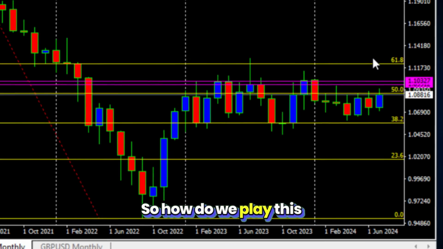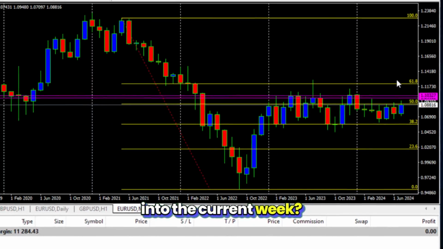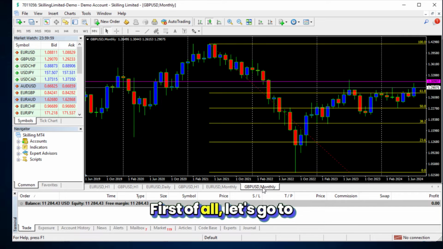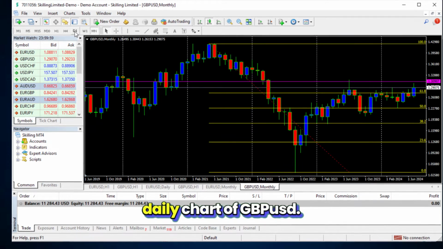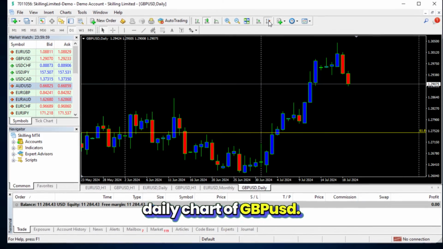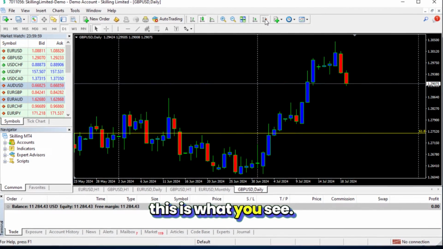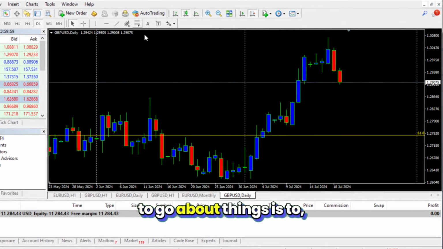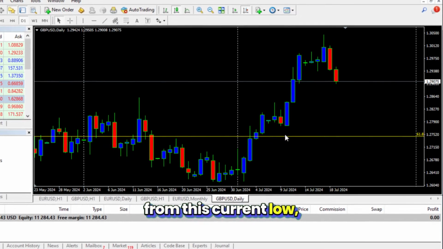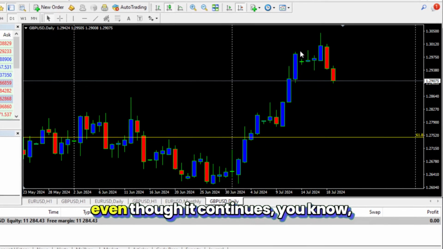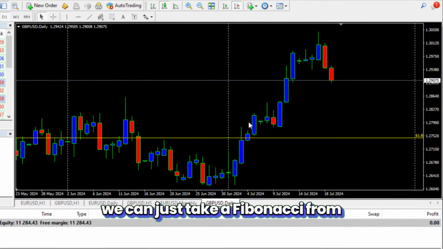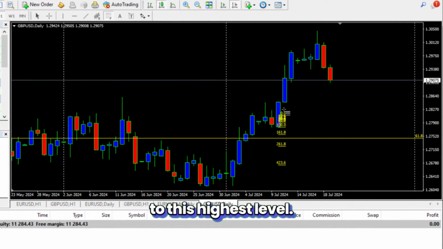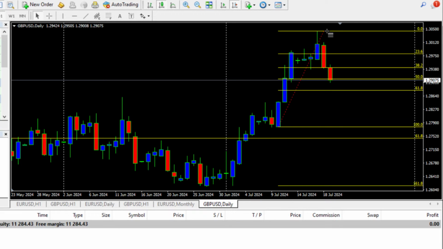So how do we play this into the current week? How do we go about it, and how can we make some profit from it? First of all, let's go to the daily chart of pound USD. Now on the daily chart, this is what you see. To simplify things, I think the easiest way to go about it is, from this current low, after the 3 days in one direction, even though it continues, we can just take a Fibonacci from this level and draw it up to this highest level.